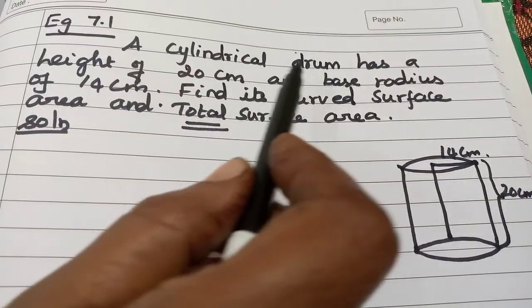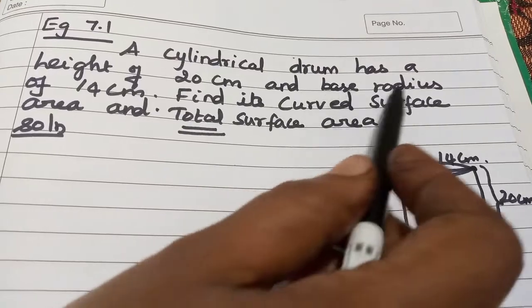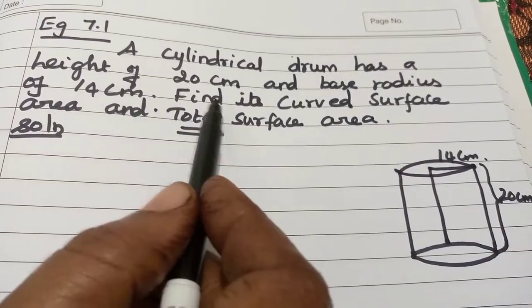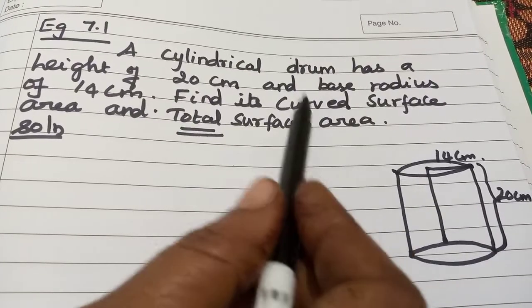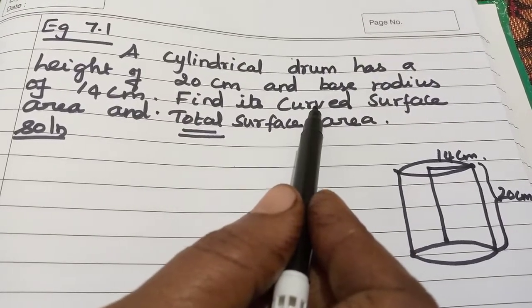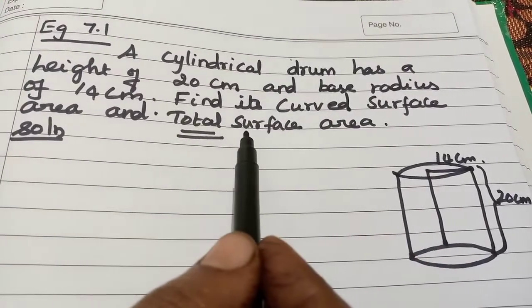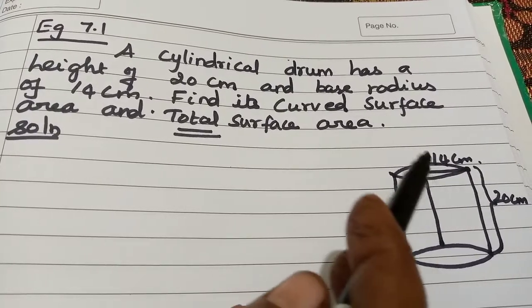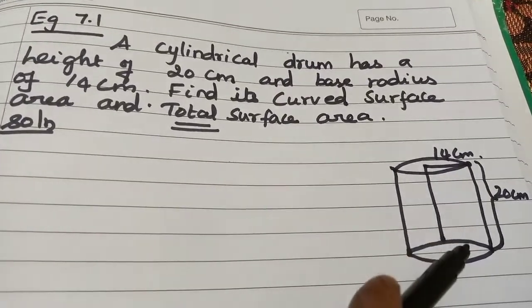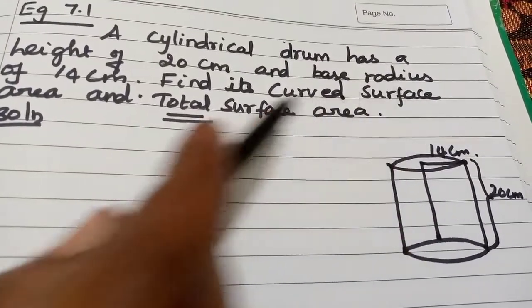A cylindrical drum has a height of 20 cm and base radius of 14 cm. Find its curved surface area and total surface area. So here we have to find the CSA. Curved surface area means CSA and total surface area means TSA. See this diagram. It is the cylindrical drum shape. Height is 20 centimeter and radius is 14 centimeter.